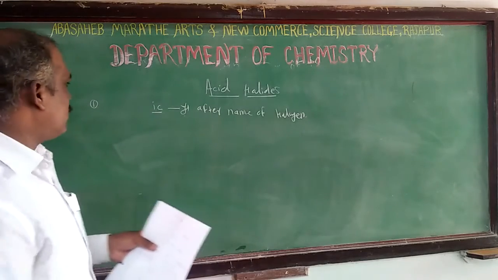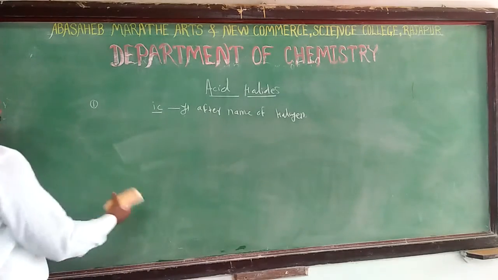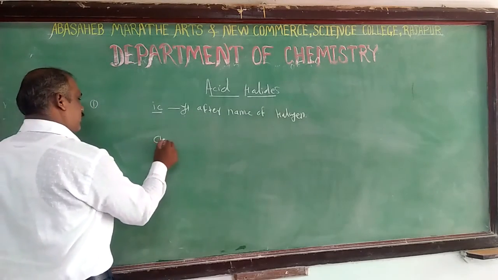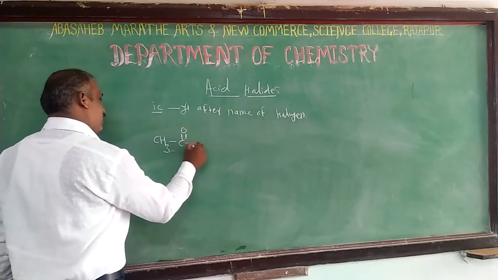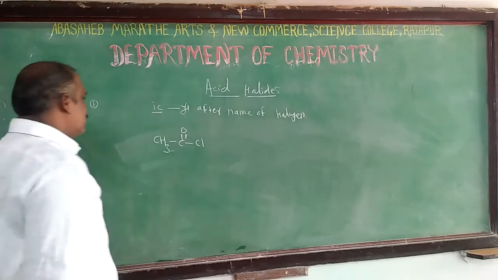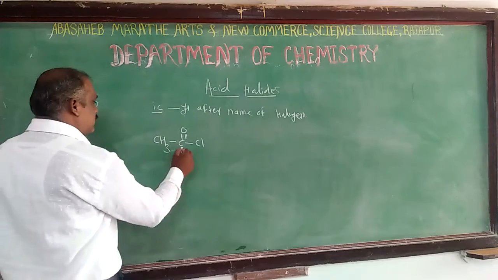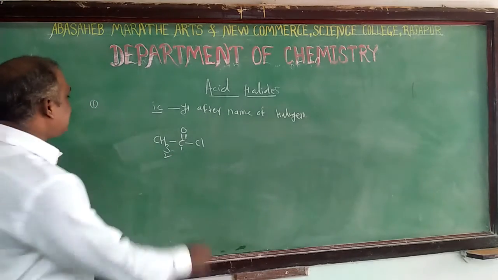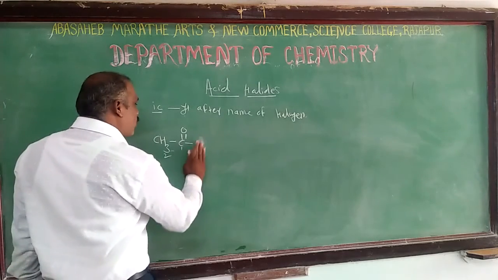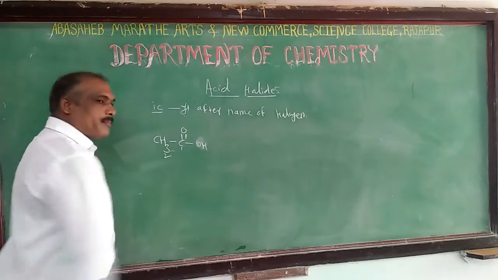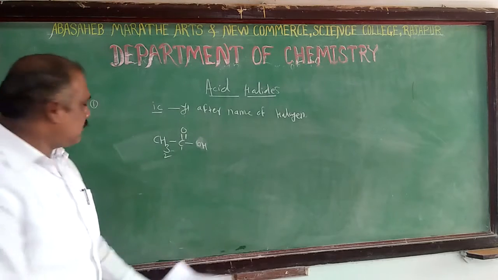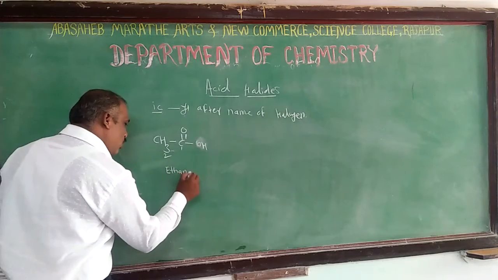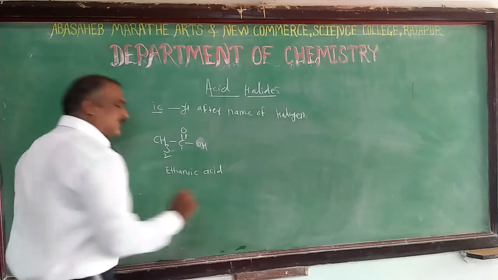For example, now we have taken this example. So how many carbons are there? There are 2 carbons, and therefore the name is ethane. But this chlorine can be replaced by OH. So what is the name of this acid? The name is ethanoic acid, right? Ethanoic acid.